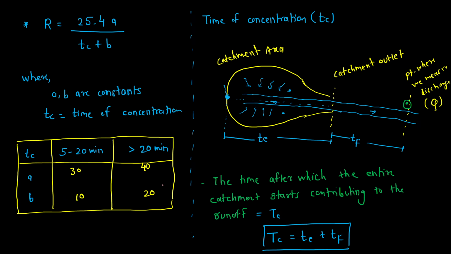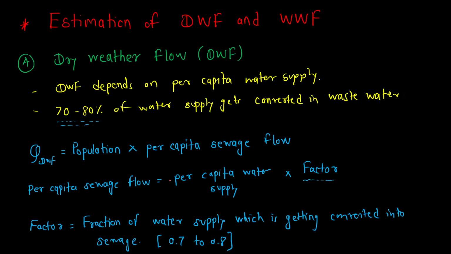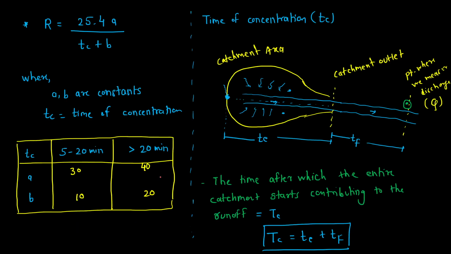So up to now, we have seen the design of dry weather flow and wet weather flow, that is, the estimation of dry weather flow and wet weather flow, and we have seen the various formulas for that. Now we are going to see in this lecture about the design of sewers.